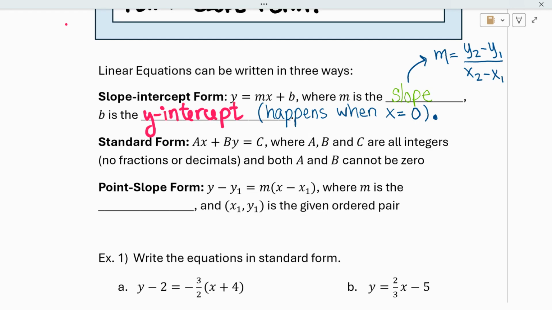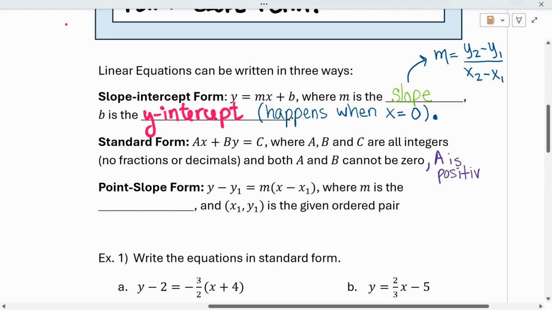So the two new forms that we're going to learn today are standard form and point slope form. Standard form, Ax plus By equals C. Do you guys notice that the A, the B, and the C are all capital letters? A, B, and C are integers. That means they're not fractions and they're not decimals. And both A and B cannot be 0. And we also like that A is positive. We like A to be positive.